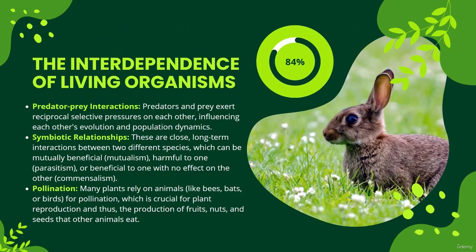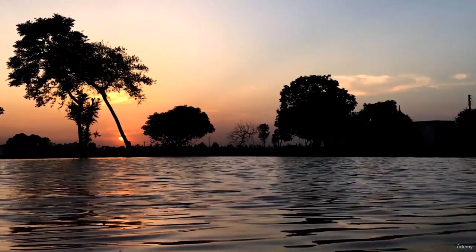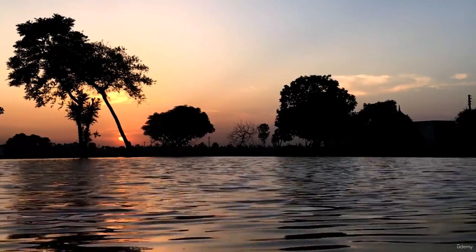Now, let us understand the interdependence of living organisms. Now, there are three types of interdependence. First is predator and prey interaction. The second is symbiotic relationships. And the third is pollination.